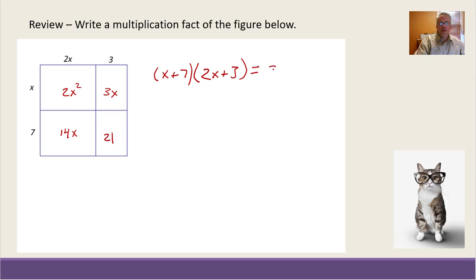So we get 2x squared. These are like terms, so we can add them. 3x plus 14x is 17x. And then we have the 21. Okay, so since both of these are equal to the total area, they have to be equal to each other. So it tells me that x plus 7 times 2x plus 3 has to equal 2x squared plus 17x plus 21.